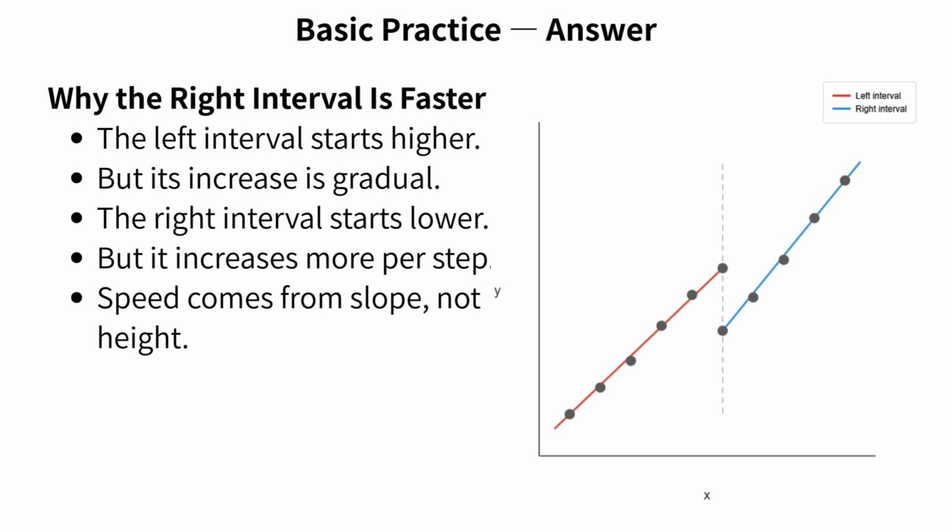This is the SAT trap. Height looks impressive, but it can be misleading. Speed comes from slope, not position. When the question asks about rate of change, the correct choice is the interval with the steeper slope. And in this graph, that interval is the right one.